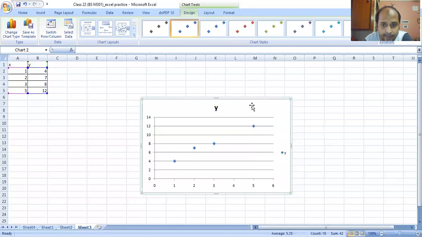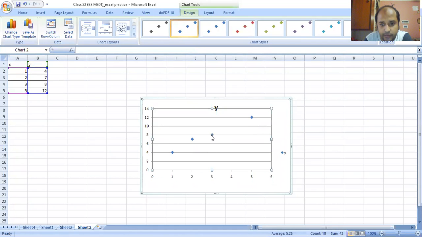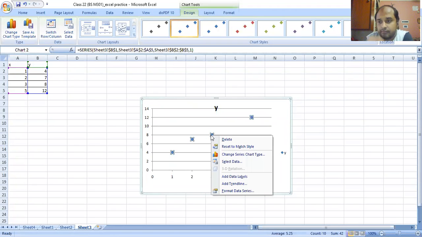After this, I am moving my cursor to this particular point and I am double clicking over here. All the points are getting selected. Then I am clicking on the right button of the mouse, and this drop down menu is coming. From this drop down menu, I am choosing this section, add trend line.